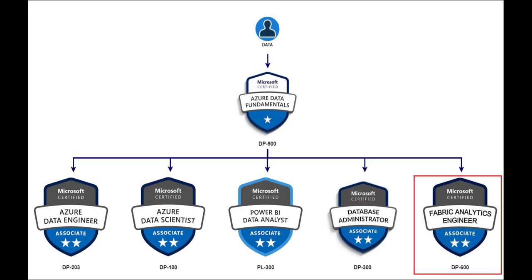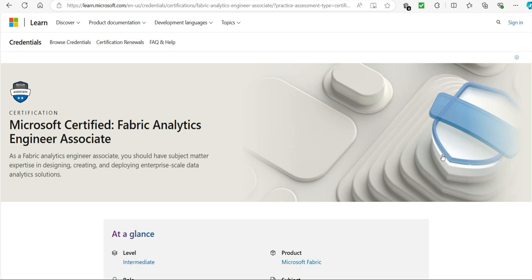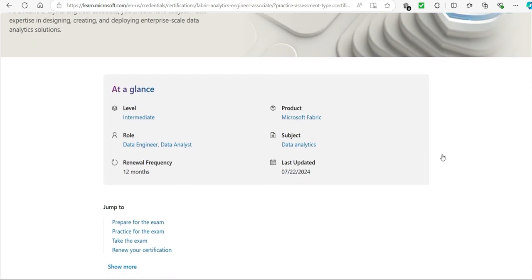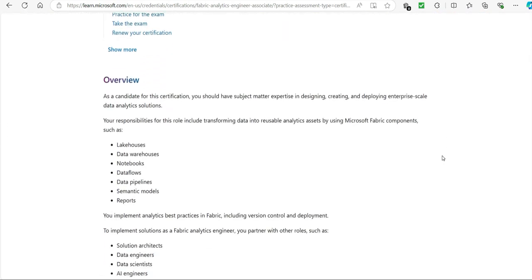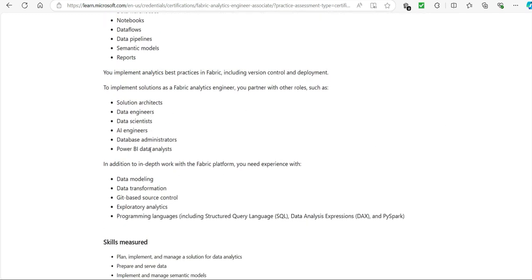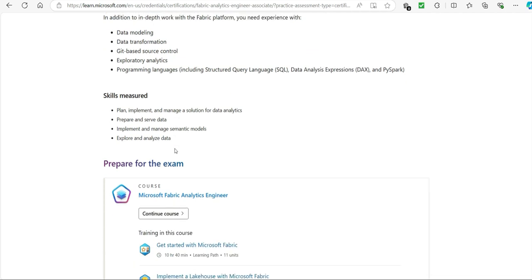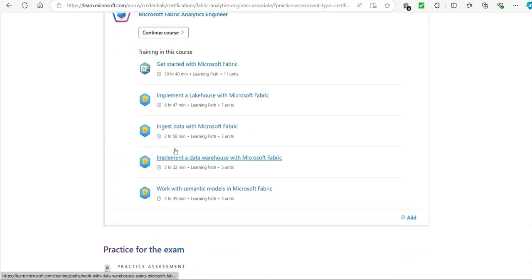Finally, we have the latest addition, the DP600, Microsoft Azure Fabric Engineer. This certification is for those who want to specialize in Azure Data Fabric solutions. It covers the integration of various data services to create a unified platform, ensuring data consistency, reliability, and performance across the organization.